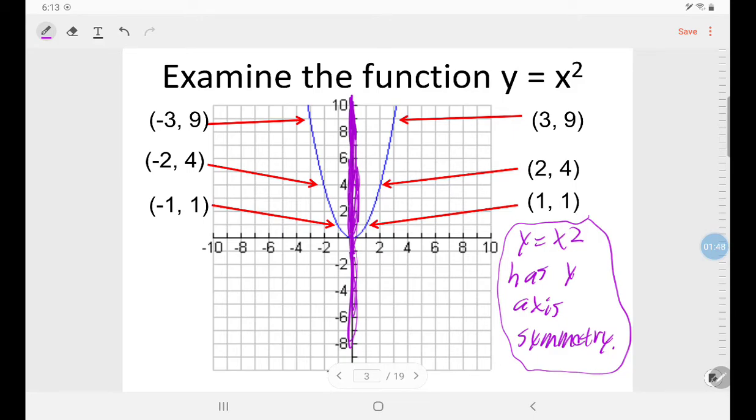Now, this is kind of what you would have done in your geometry class, or maybe in an algebra class or something of that nature. I want to go beyond just looking at the picture, because I want to be able to do this without graphing, without calculators and such like that. So I want you to examine some points here.